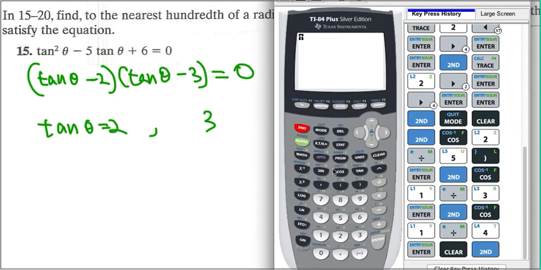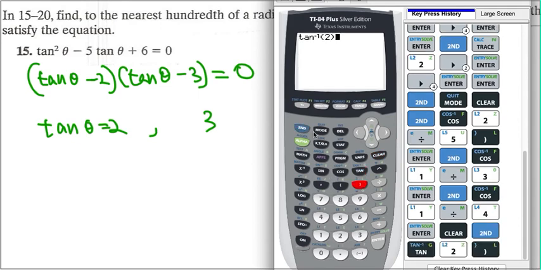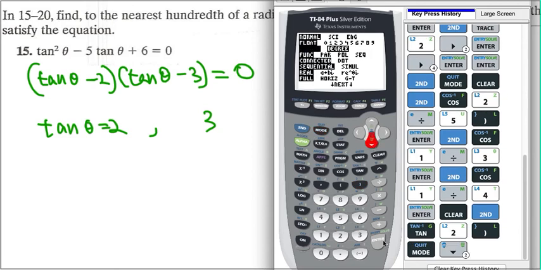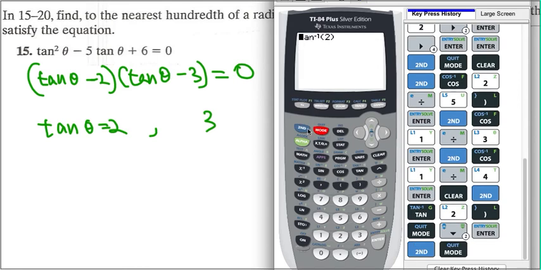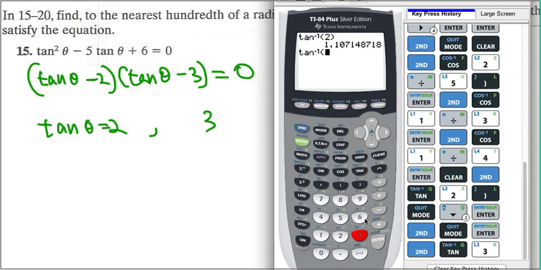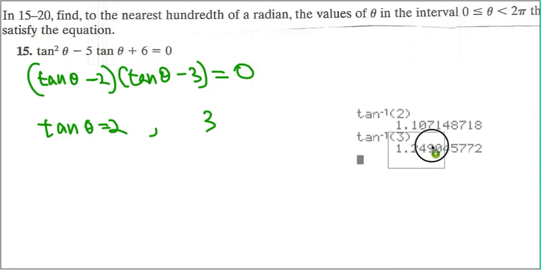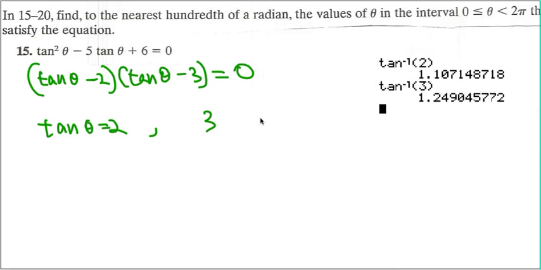I'm just gonna do arctangent of 2. Now notice that mode has to be in radian measure. Okay, so I just changed it, and then we end up getting 1.107. Now we're going to just calculate the second one too, and 3, 1.24. Okay, so if you look into this one, tangent is positive in the first and third quadrants. So one value would have been theta equals 1.11 radian measure to the nearest hundredth. And then the second value would have been 1.25 radian measure.